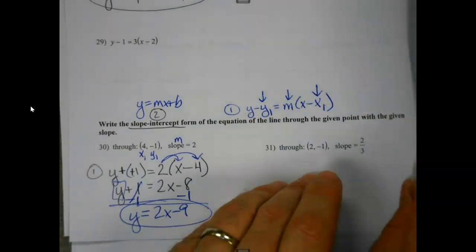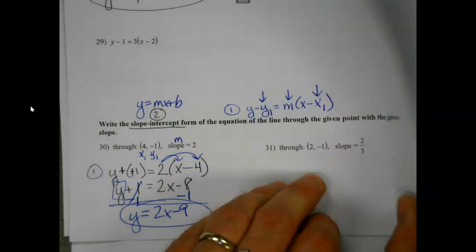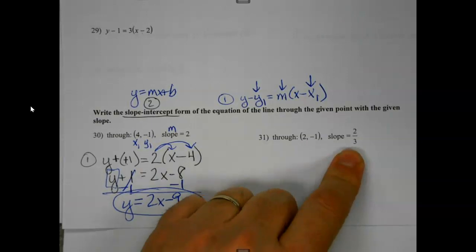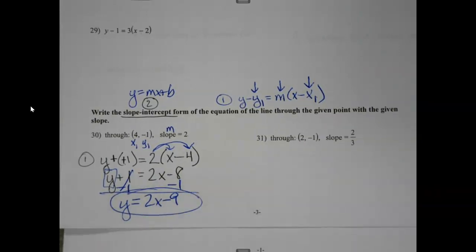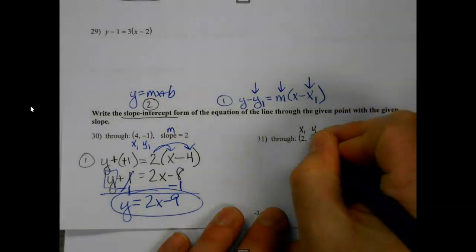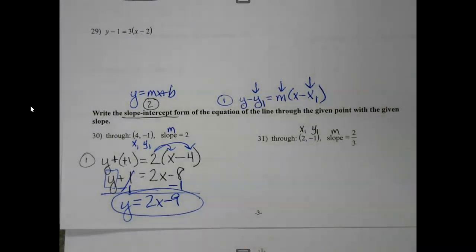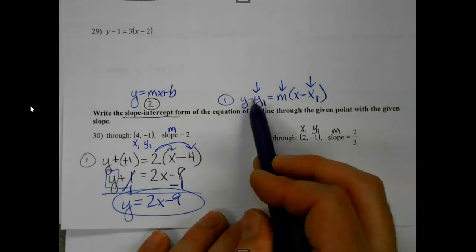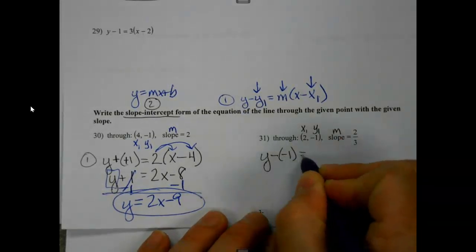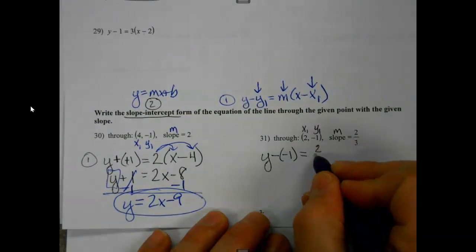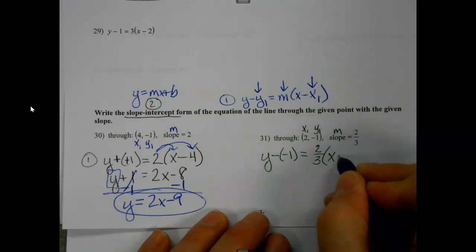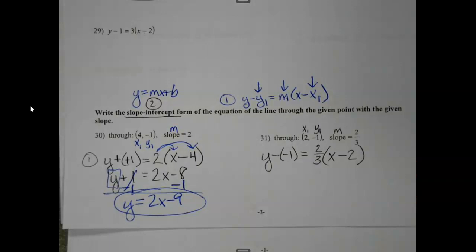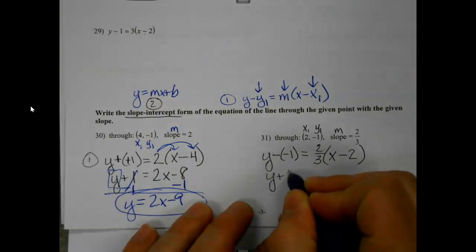So even if you run into crazy, like you do with 31, with a fractional slope, the process is going to be the same. Follow your point slope: y minus y1 equals your slope times x minus x1, which is 2.